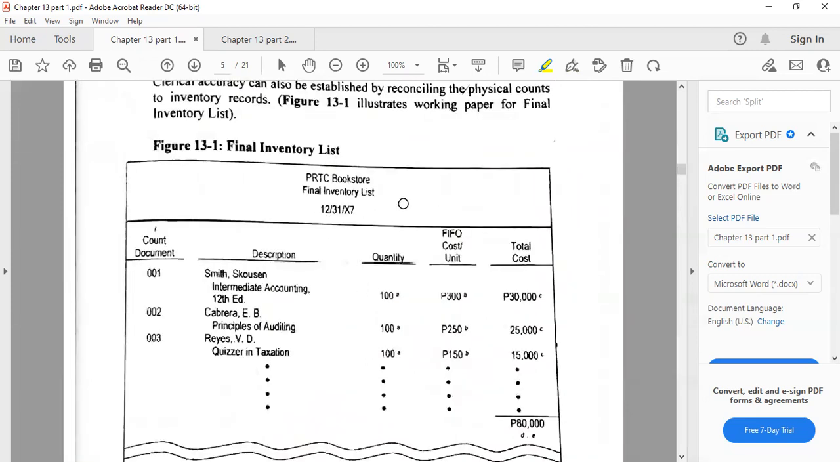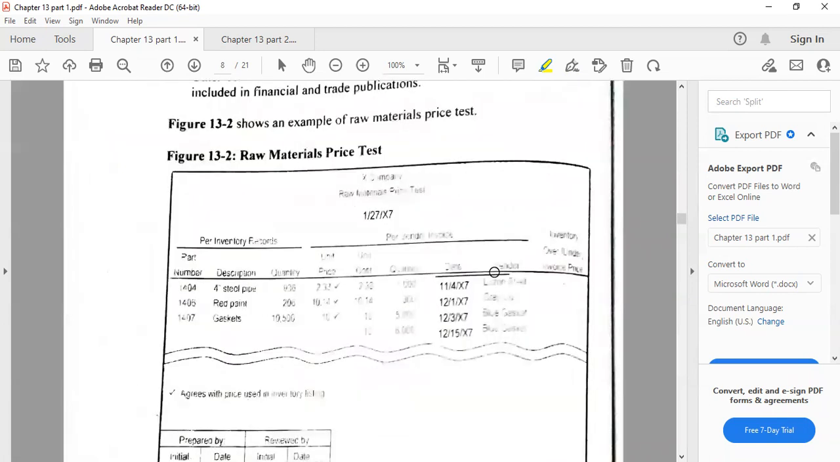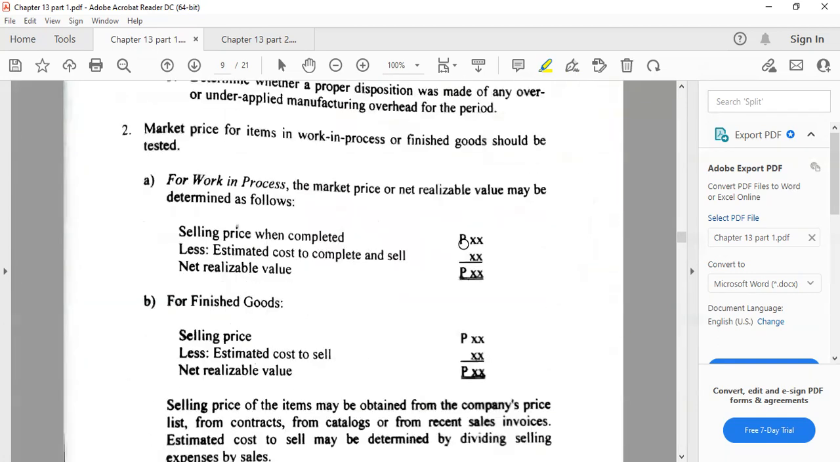Okay, so this is an example of a final inventory list. We have here the description of the inventory, how many of these inventories there are, and then the cost per unit. So total cost is obtained by multiplying quantity times the cost per unit. And notice here that the sample company is using the FIFO inventory method. And then price test, this is price test. And then, okay, so the proper valuation is NRV, right? Net realizable value.